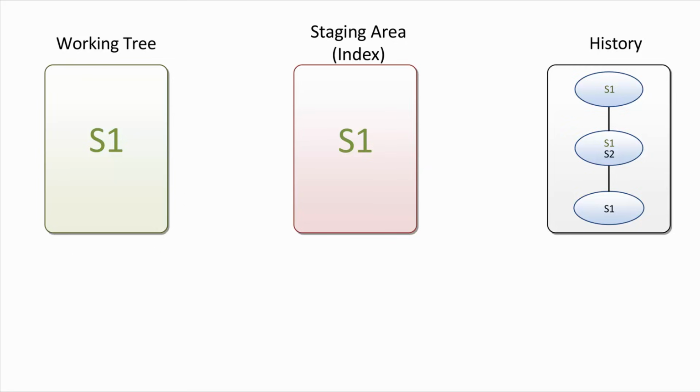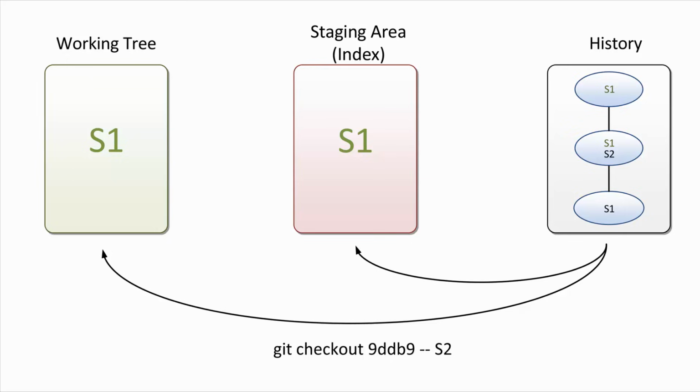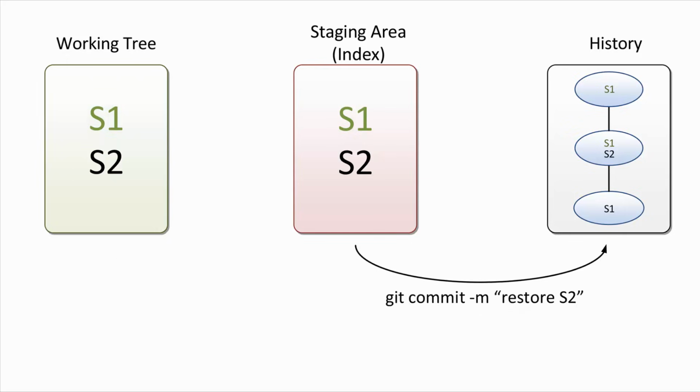Checking our 3-area diagram. We retrieved the file S2 from the second commit in our Git history. We put it in both the working tree and the staging area with the git checkout, then the hash, --S2 command. Finally, we committed the restore of S2 with the standard git commit command.